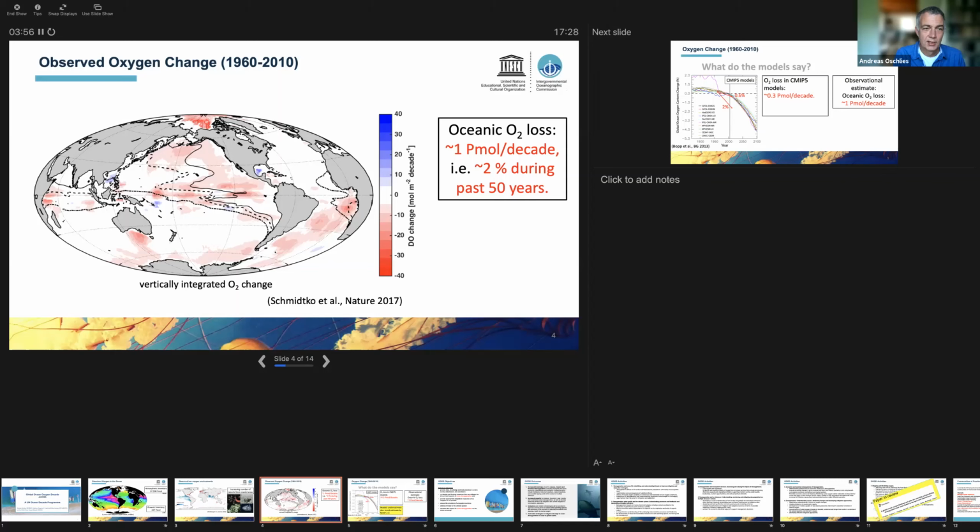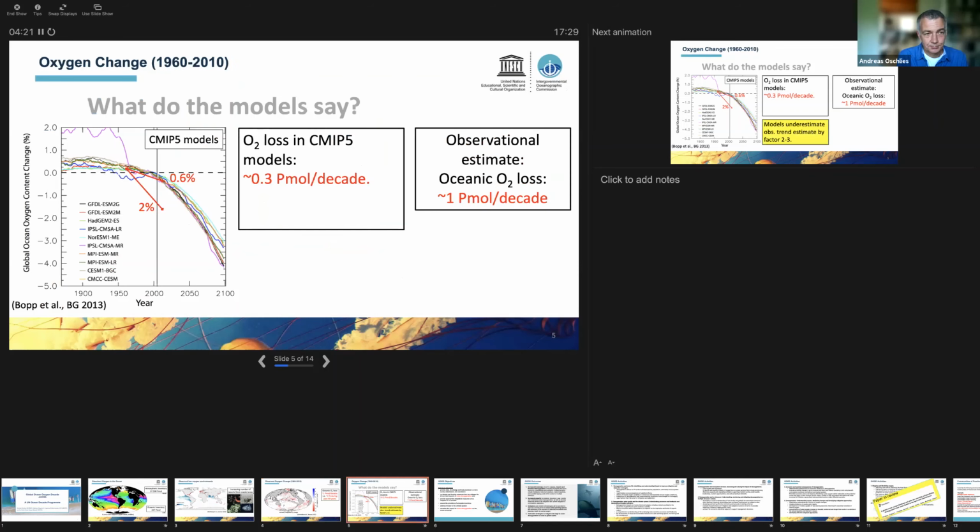So it's pretty much all over the world ocean, wherever we look. This is vertically integrated oxygen change. The red colors show a decline in oxygen. It's not uniform, and there's a surprisingly large change, estimated from observations. We still have data gaps in the deep ocean.